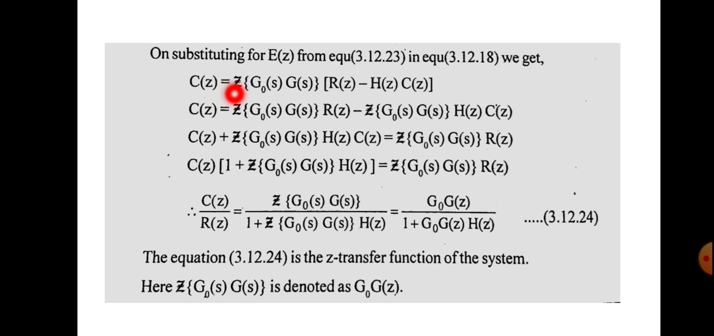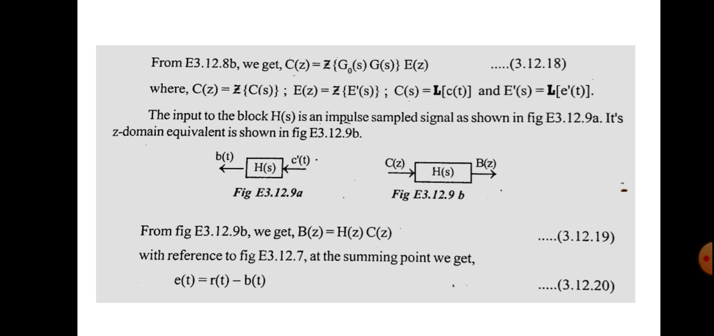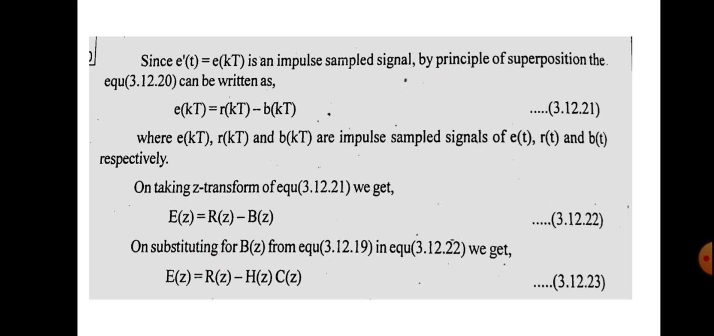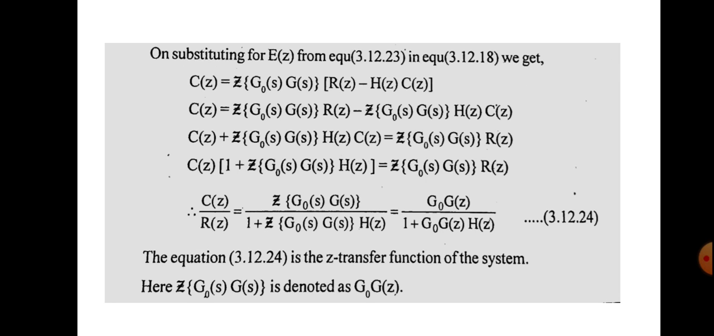So you will be getting C of z equal to the z transform of G0 of s into G of s into R of z minus H of z into C of z. Okay. See, here we have this equation and also this equation. Sorry, here we are not substituting C of z. We are substituting the E of z value in that equation, not C of z. So you can write C of z as the z transform of G0 of s into G of s into R of z minus H of z into C of z. Here you can simply multiply the terms inside the bracket and rearrange the equations.